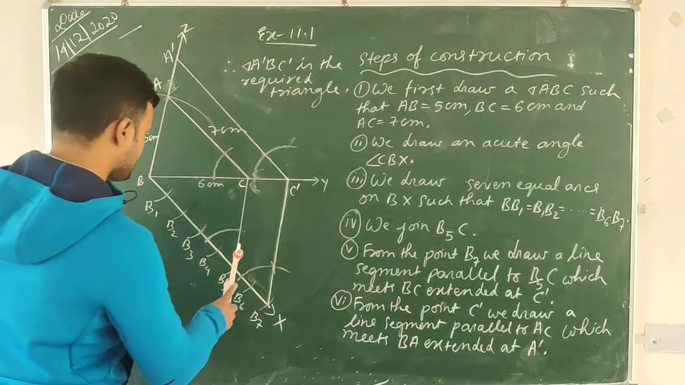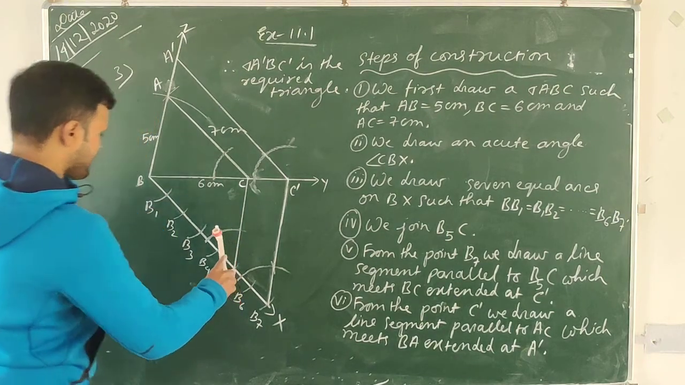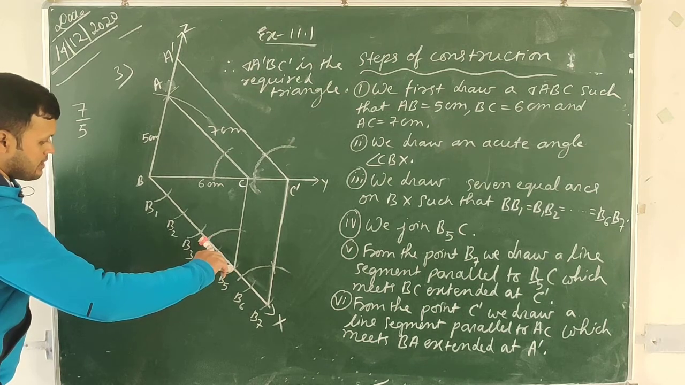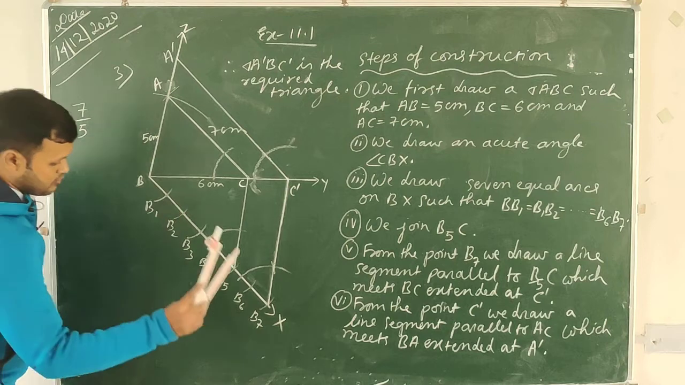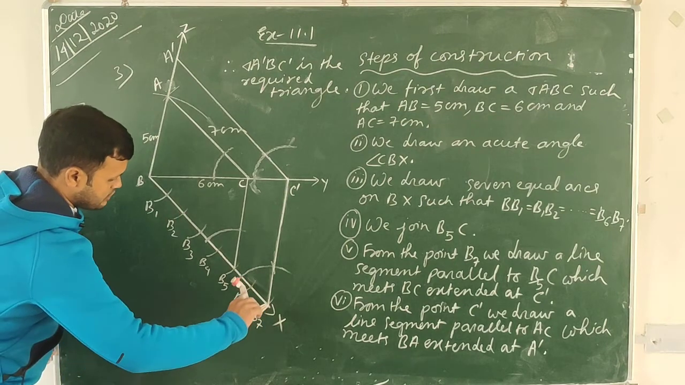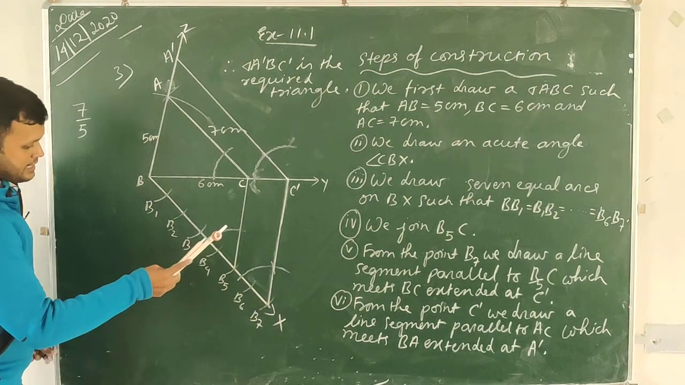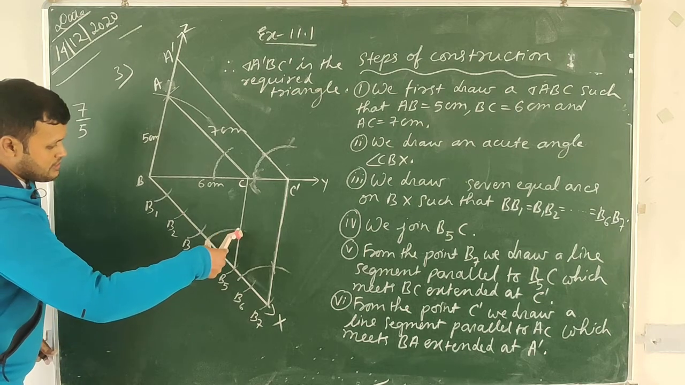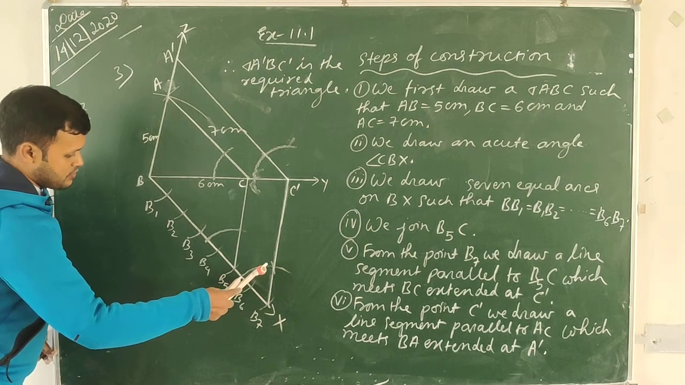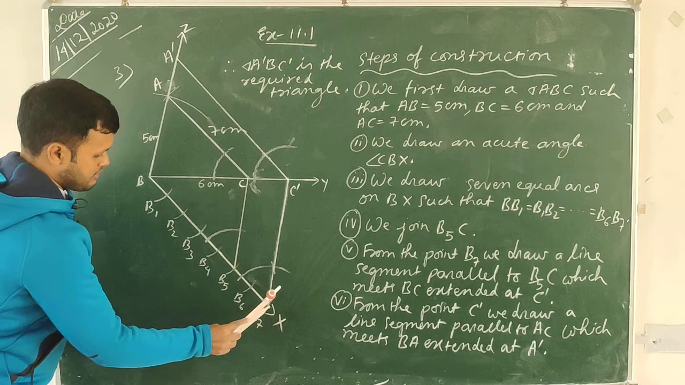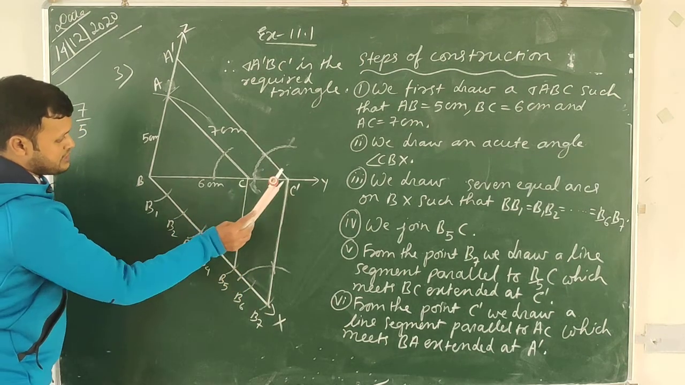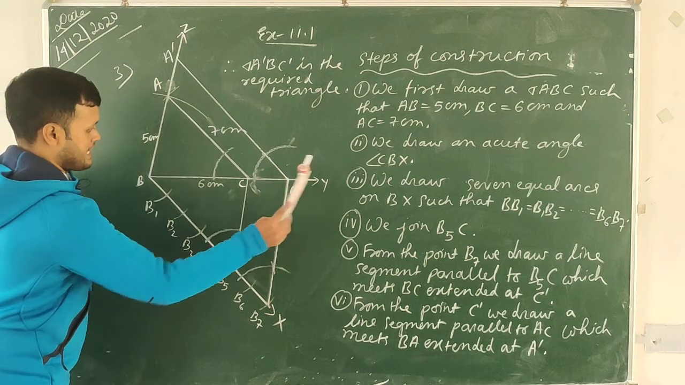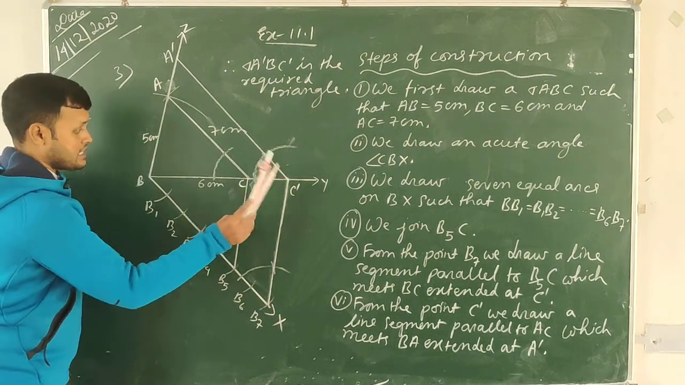So how should we draw this? From the point B5 we will draw an arc with the same radius. With the same radius from the point B7 we will draw another arc. We will take this measurement and from this point we will just cut it. And from the point B7 we will draw this line, and this line will be parallel to B5C, which will meet BC extended at the point C dash.